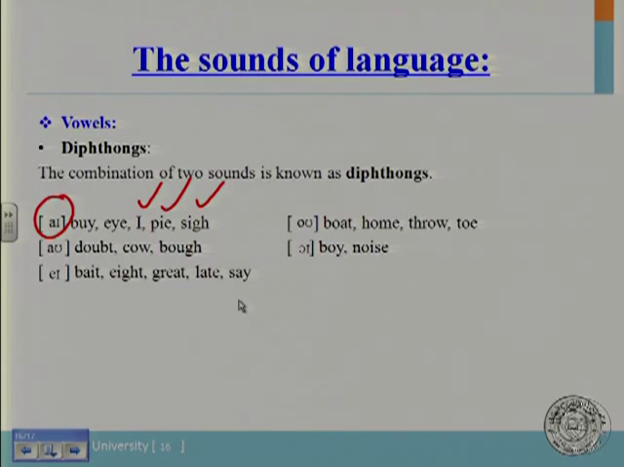One more example, ow, as in cow, as in doubt. One more example, as in bait, ate, great, late, say. And next we have the sound as in boat, home, through, or toe. And finally, oi, as in noise and boy.